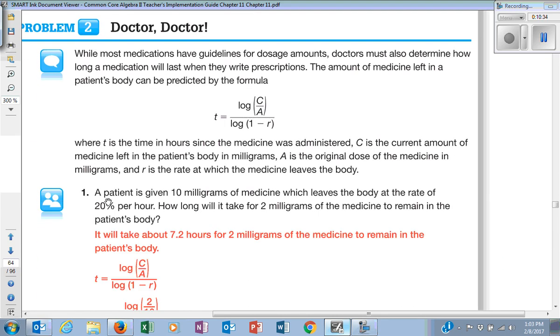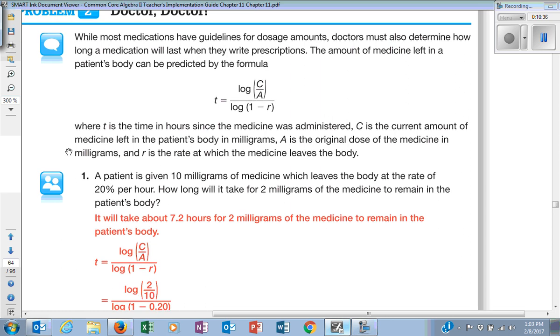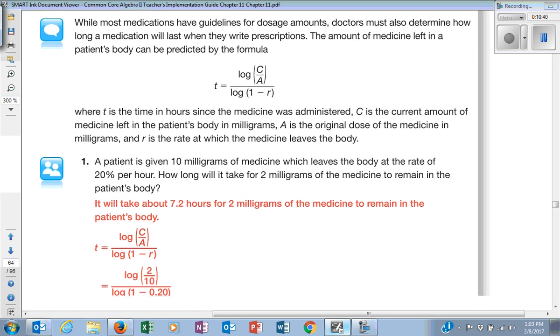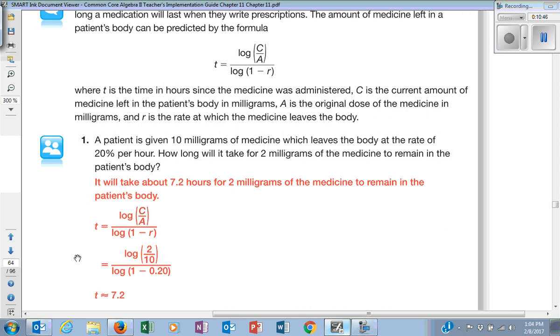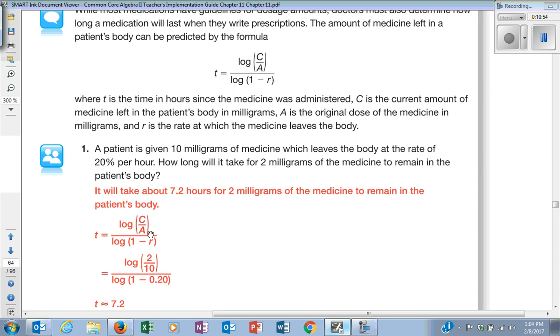Alright, so this one, if you read this whole thing right here, they give you the C, they give you the A, and they give you the R, and you're going to be solving for T. So you're not going to be working backwards on this one. The only thing you need to be careful of is, again, when they give us percents for this R, you've got to change it to a decimal.